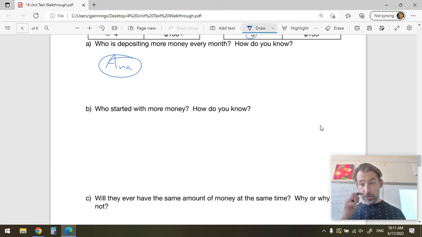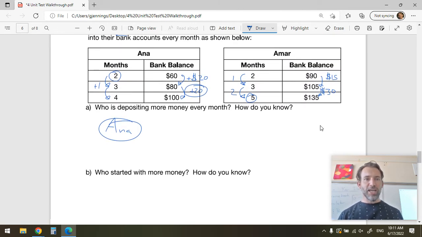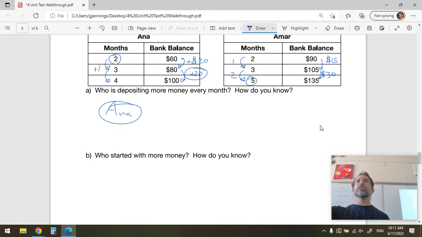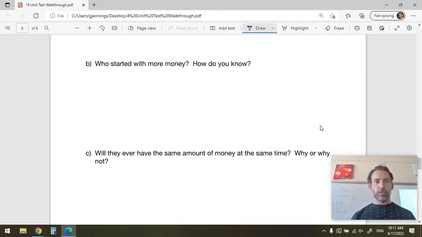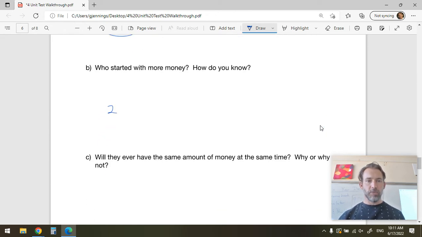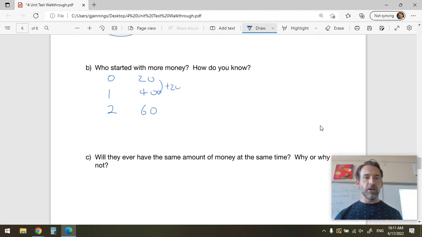Okay, who started with more money? Well, let's figure out how much money they had in month 0, their starting month. I could do this with equations. I could also walk the table backwards to 0. So let's start with Anna. In month 2, she had, what was it, $80? No, $60. If I go back 1 month, that would be 40. And if I go back to month 0, that would be 20, because she deposits $20 each month. So there's how much she started with, $20. Amar, in month 2, he has 90, I think, right?